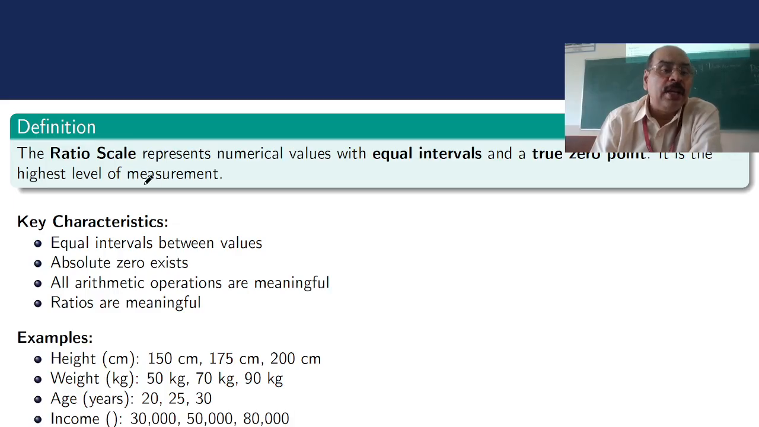Next is a ratio scale. The ratio scale represents numerical values with equal intervals and a true 0 point. In the previous interval scales, we didn't have the 0 point, but today, in the ratio scale, you really have a true 0 point. It is the highest level of measurement. Equal intervals between the values. Absolute zero exists. All arithmetic operations are meaningful.